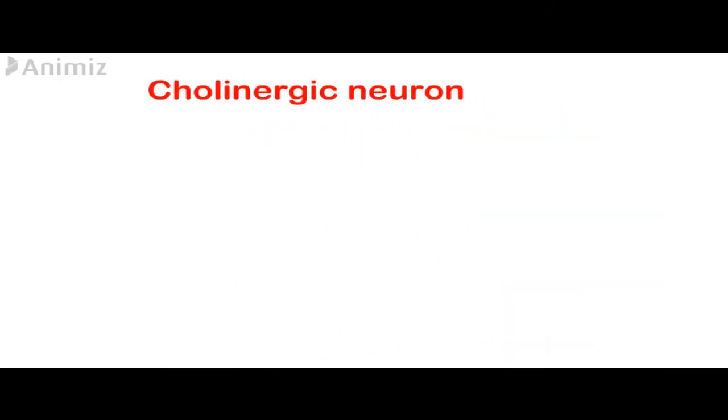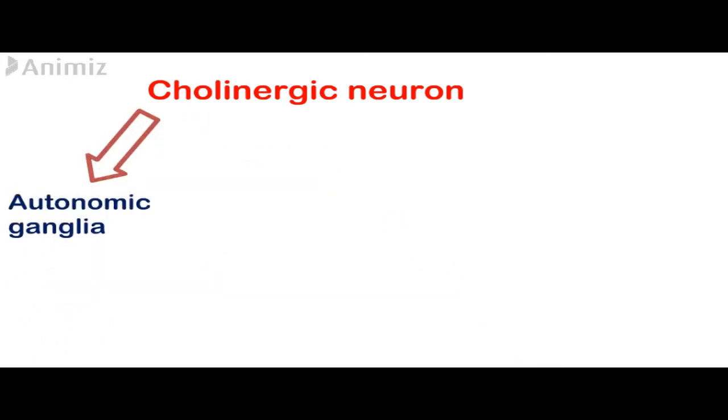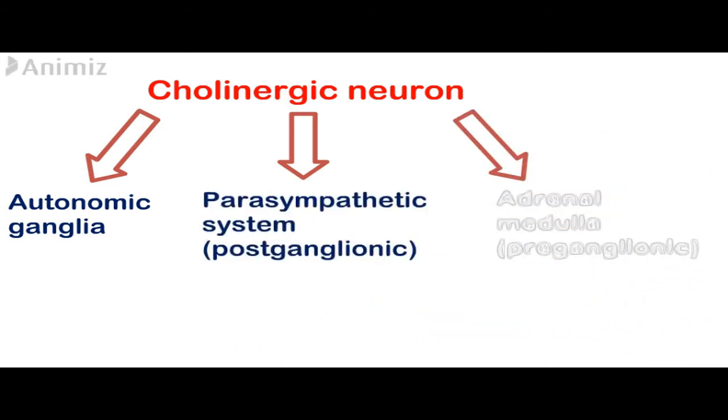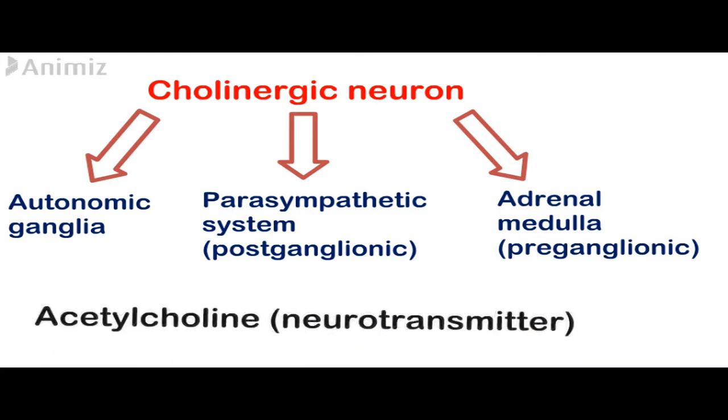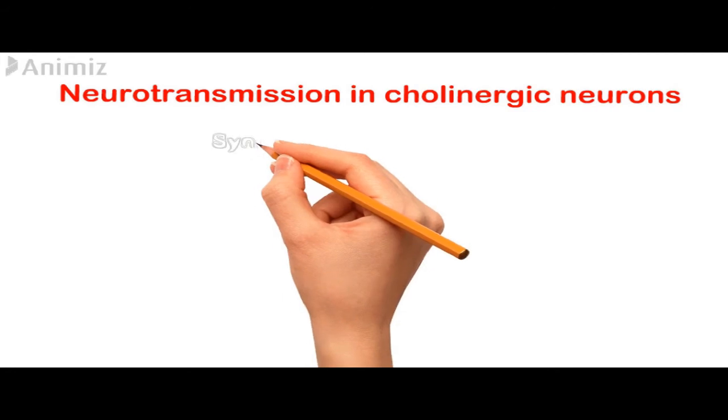The cholinergic neurons, the preganglionic fibers terminating in the adrenal medulla, the autonomic ganglia, both parasympathetic and sympathetic, and the postganglionic fibers of the parasympathetic division use acetylcholine as a neurotransmitter. The postganglionic sympathetic division of sweat glands also uses acetylcholine.